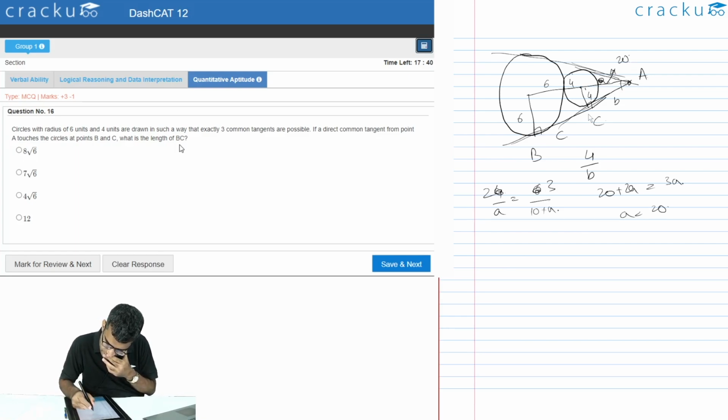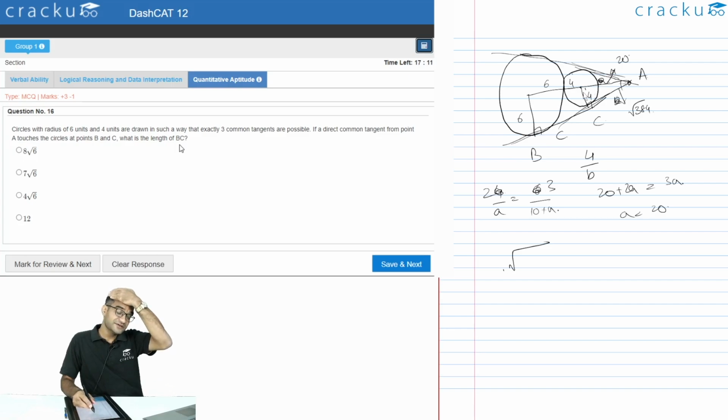Okay. So what is the value of B? This is square root of, seems very random. This is square root of 384. And this is square root of 900. Right? This is 900 minus 36. What is 900 minus 36? 864. What is this, man?